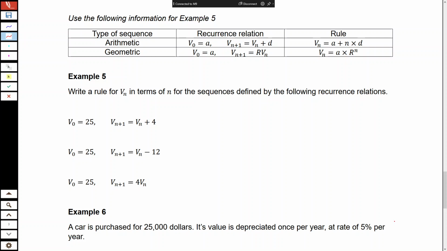Rules of arithmetic and geometric sequences. It was a pretty horrible experience marking this because very few people got this. But I want to hopefully show you that this is a very doable question. So let's start by looking at the arithmetic sequence. The first two are arithmetic.